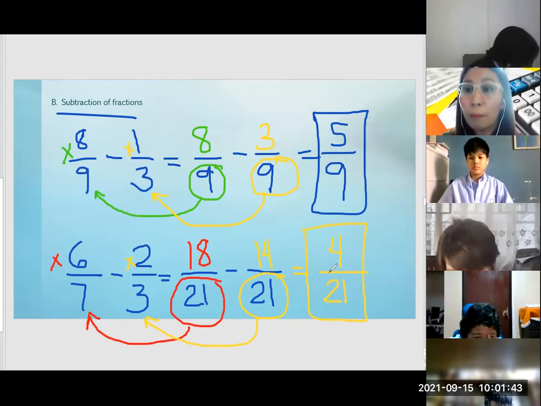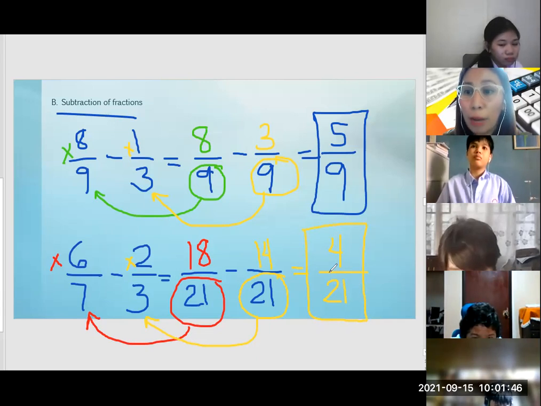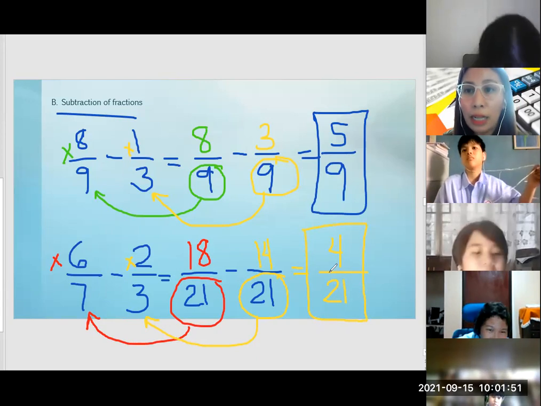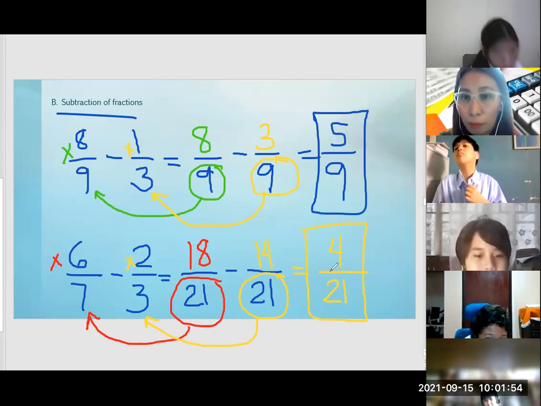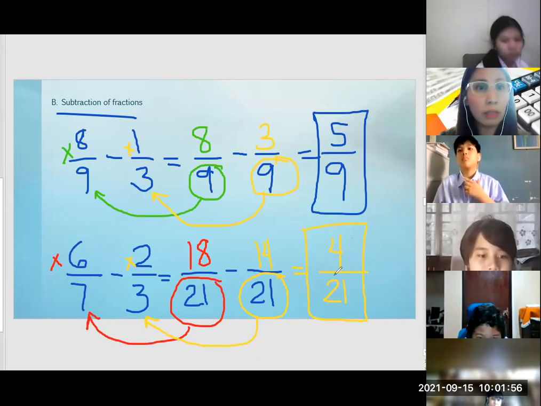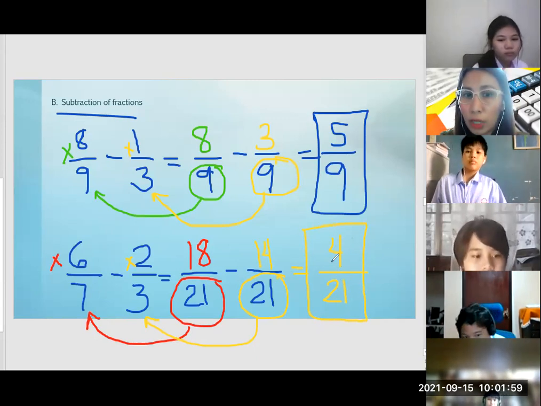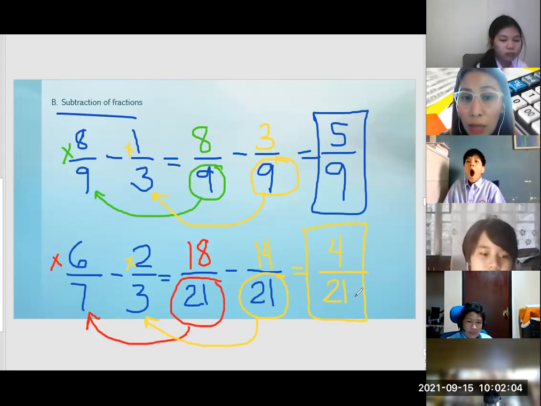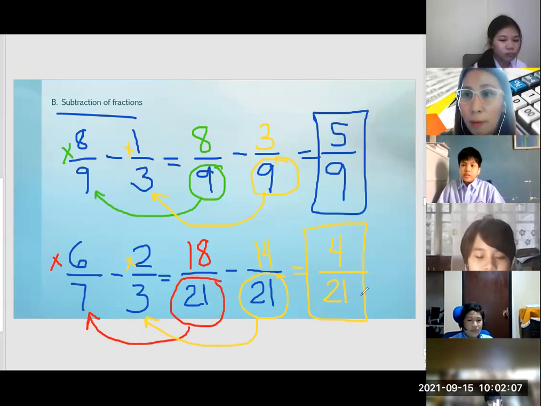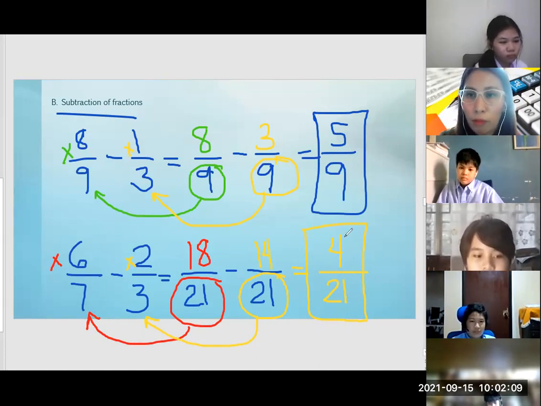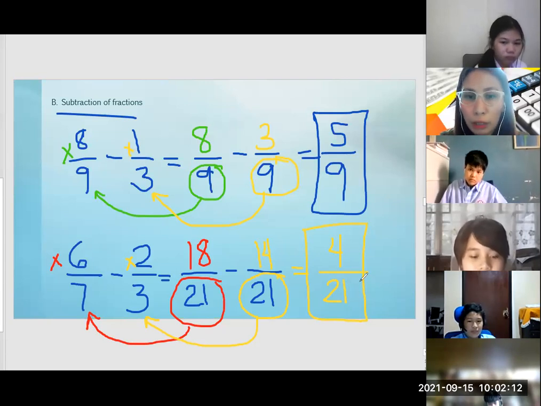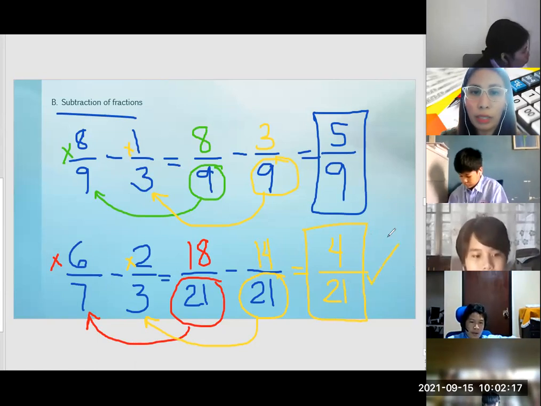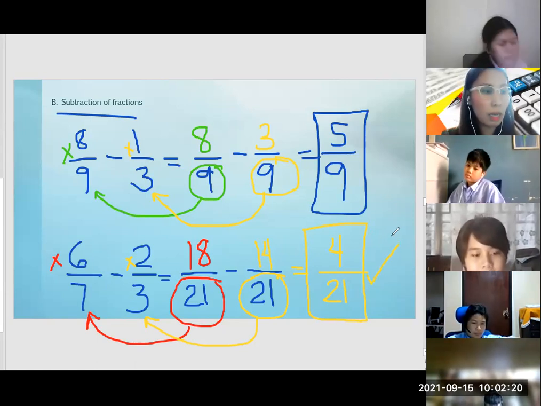Okay? Isa lang dapat ang pang-divide sa numerator at denominator kapag nagsisimplify. Kapag nagsisimplify kayo, isa lang ang dapat na number na iisipin niyo. There's no number. We cannot divide 4 by 2 and at the same time 21 by 2. Right? Mayroong remainder. Therefore, 4 over 21 is the answer.